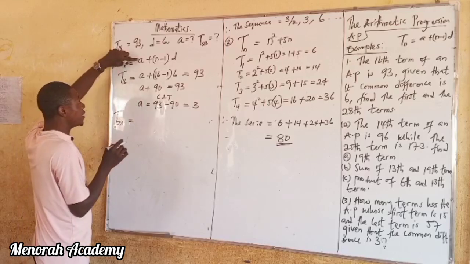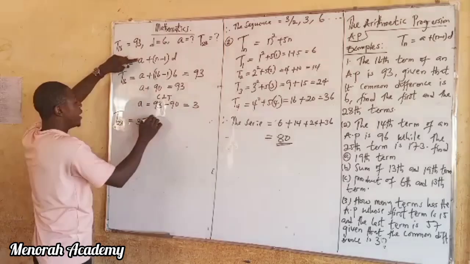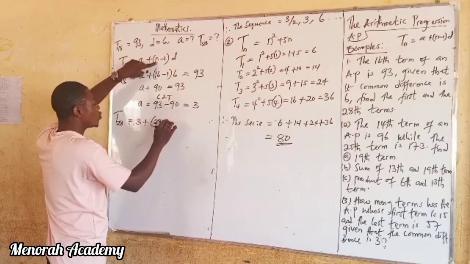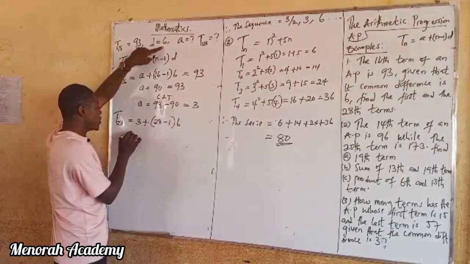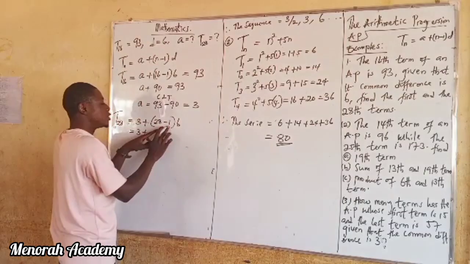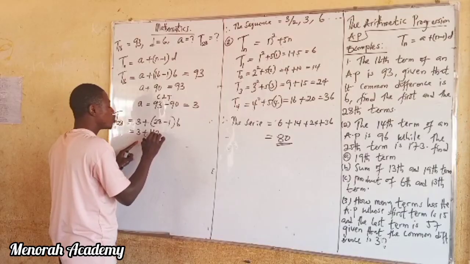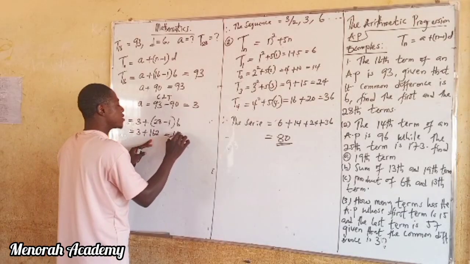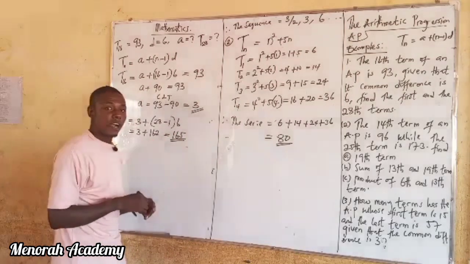So using this formula again, we have found our a to be 3. So it's going to be 3 plus, our n now is 28, so here now will be 28 minus 1. Close your bracket. Our d is given to be 6. So this is going to be equal to 3 plus 28 minus 1, which is 27. Then 27 times 6 is 162. So now 3 plus 162 is 165. So these are the two things we were asked to find.